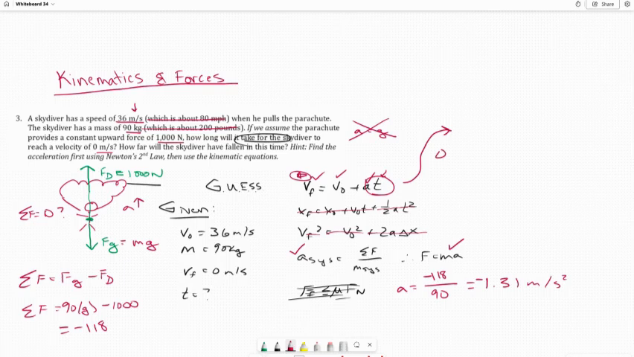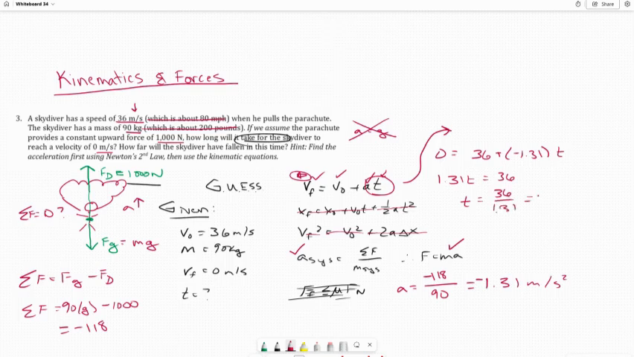So my final velocity is going to be 0. My initial velocity was 36 meters per second in the positive direction, so we called that down, plus negative 1.31 meters per second squared times time. Okay, so I'm just going to add that on to the other side algebraically here. So I got 1.31 t equals 36. Time is going to be 36 over 1.31.